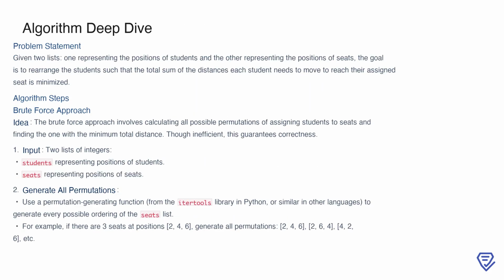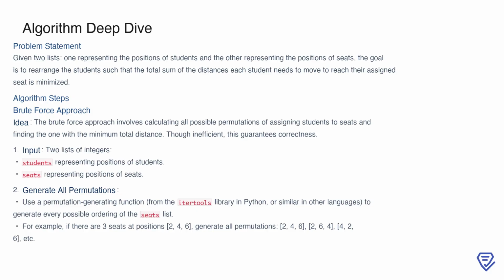The problem we're tackling involves two lists, one for the positions of students and another for the positions of seats. The goal is to rearrange the students so that the total distance they need to move to reach their assigned seats is minimized. Now, one way to solve this is with a brute force approach. The idea here is to calculate the total distance for every possible way of assigning students to seats and then pick the one with the smallest total distance. While this approach guarantees the correct solution, it's computationally expensive.